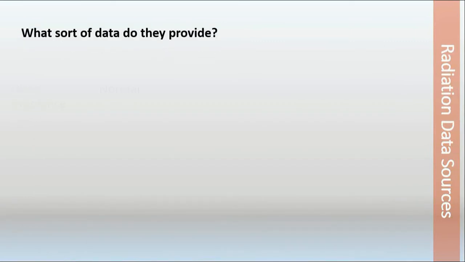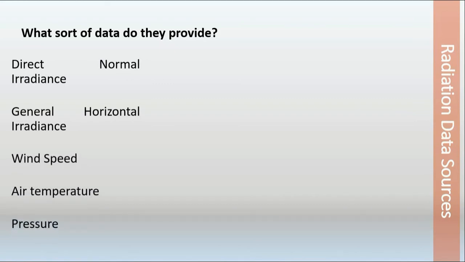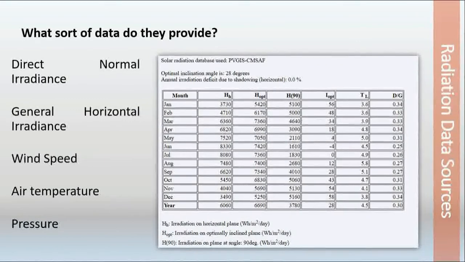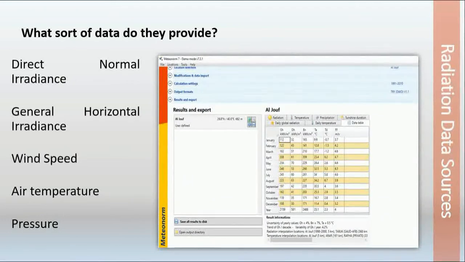So what data do these websites provide? We have the direct normal irradiance, global horizontal irradiance, wind speed, air temperature and pressure, and here is a snapshot of data obtained from PVGIS for a specific location, and another location from Meteonorm 7, which also provides the same data, or with some more details.